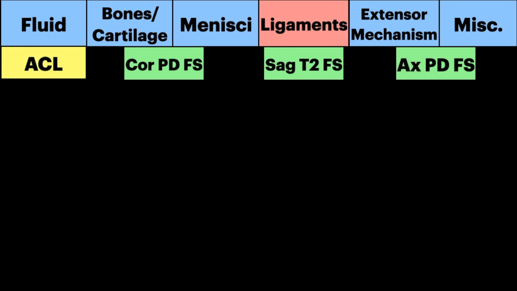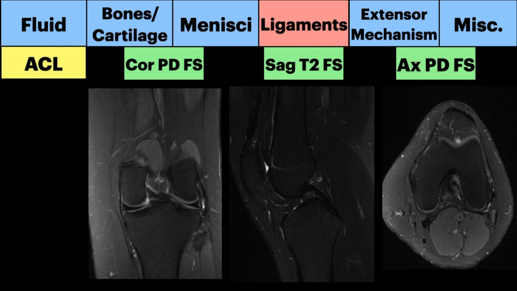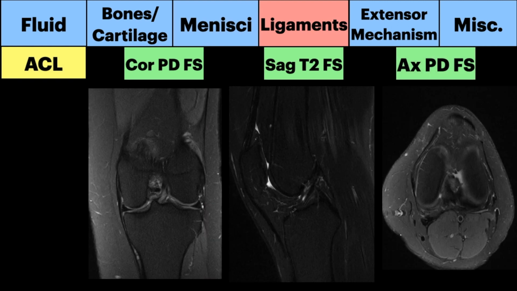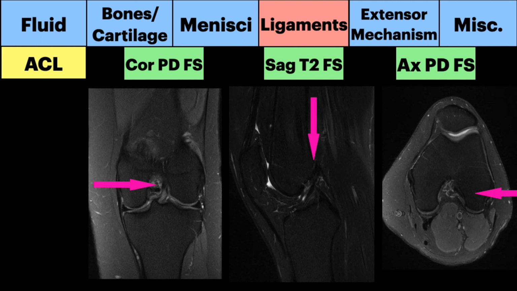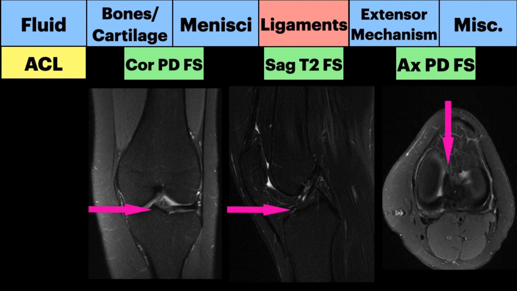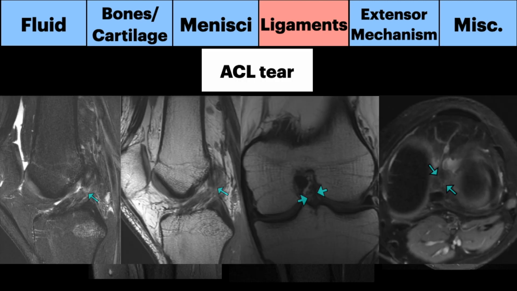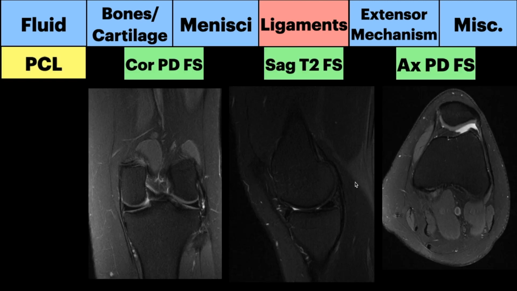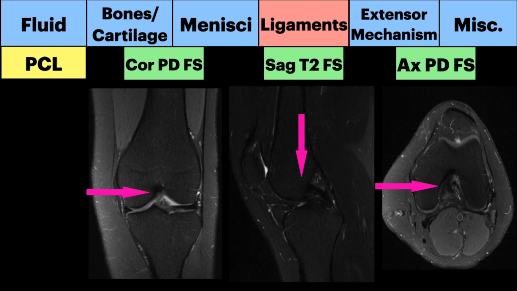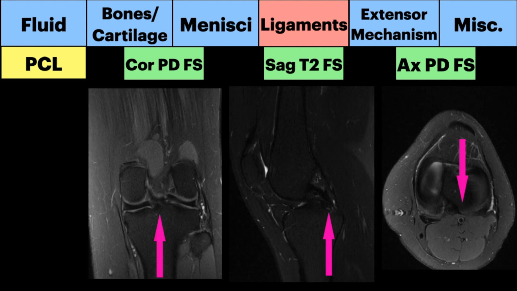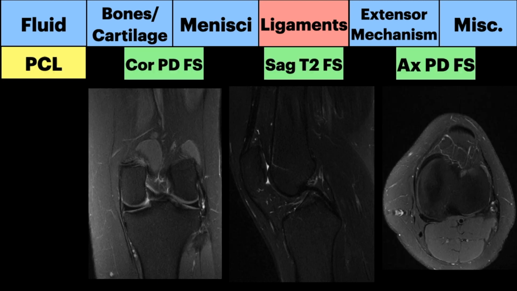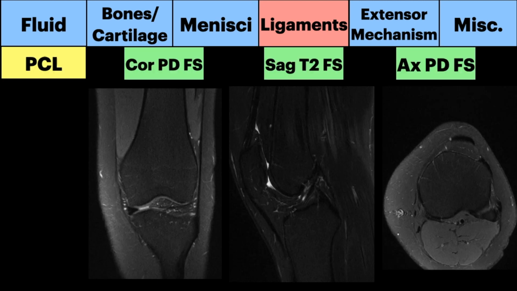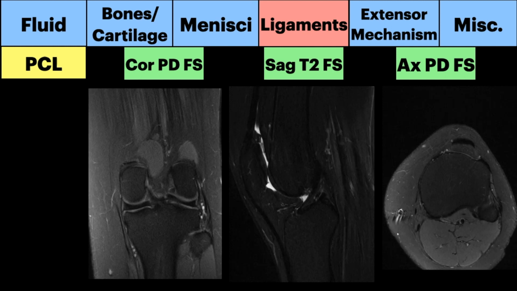Next, let's evaluate the ligaments. The ACL and PCL are located midline. Evaluation in all 3 planes is important. The ACL extends from the distal femur and inserts in the central tibial plateau. The PCL also extends from the distal femur and inserts in the central tibial plateau, though posteriorly. Both the ACL and PCL have 2 bundles, which will be described in further videos.